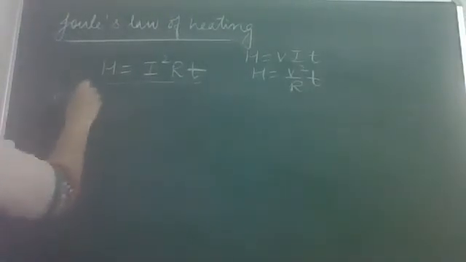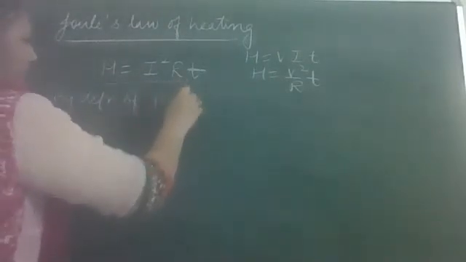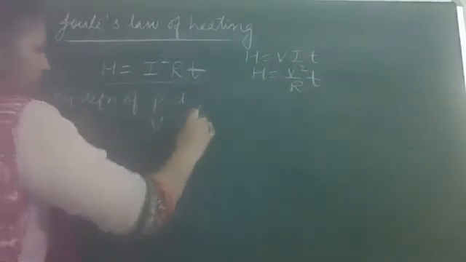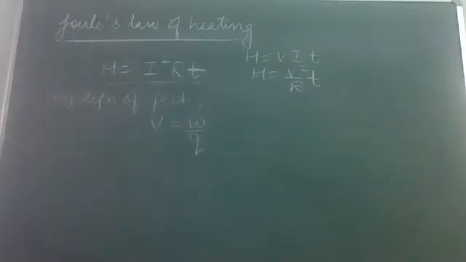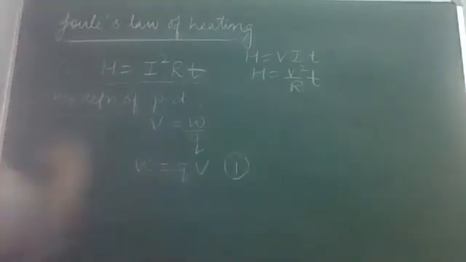By definition of potential difference, potential is work done per unit charge. So when current flows, then charge is transferred from one place to another place. So some work is done. So we are going to find that work. W is QV. This is equation number 1.